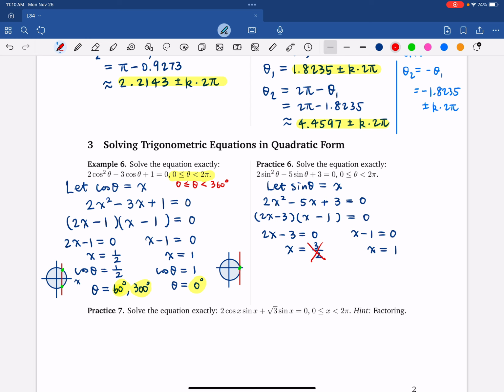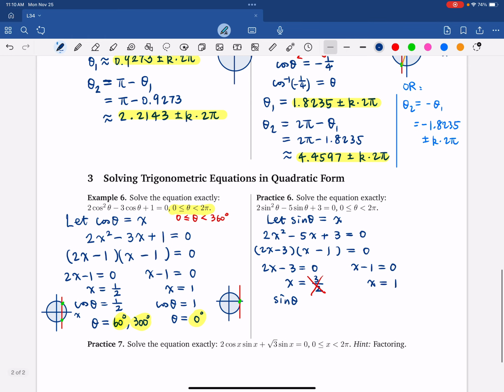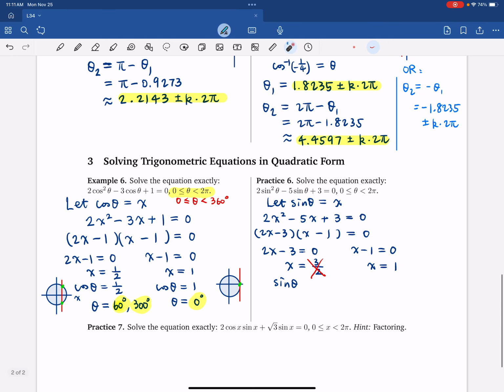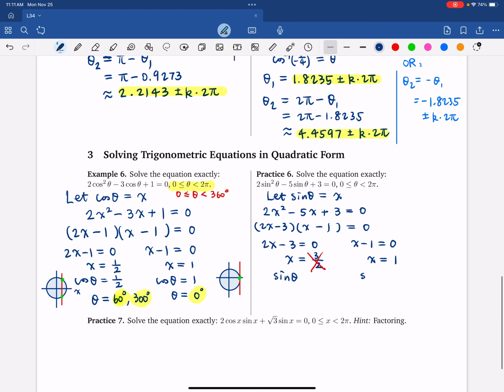Why is that? It's because what is x? X is sine of theta, right? Sine of theta cannot be greater than 1. So the range that I have on the top, you could see right here, for a sine function, the value has to be between -1 and +1. It's the amplitude of the sine function. So x cannot be 3 over 2. But x can be 1. It's the maximum value. So sine of theta could be 1.